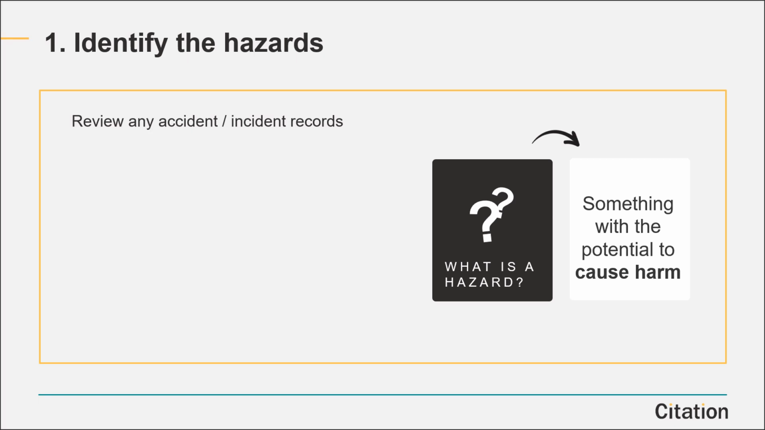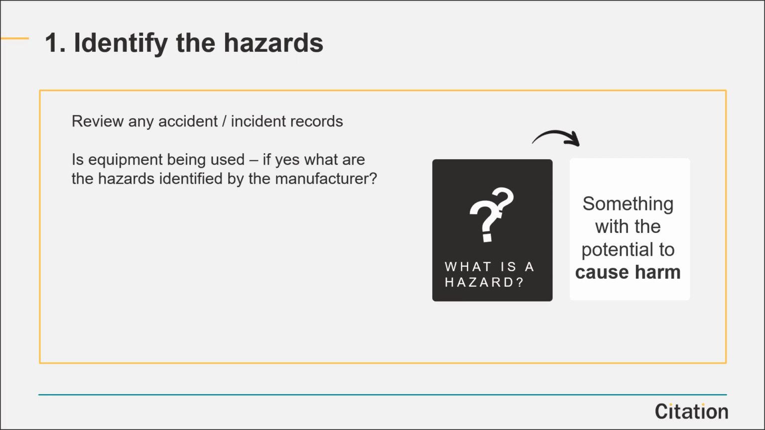I would always strongly recommend you review any accident incident records you have, because that will give you an indicator of what has gone wrong in the past, or in some circumstances, what has nearly happened. So organisations that record their near hits or near misses will have a wealth of information here that they can utilise. If there's equipment being used, what are the hazards that have been identified by the manufacturer?